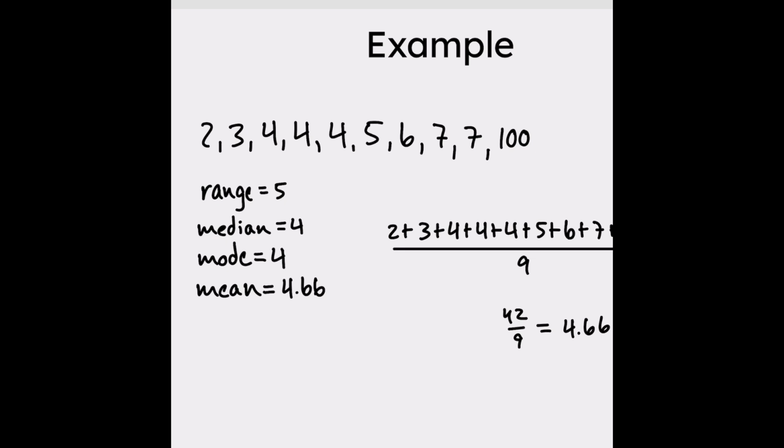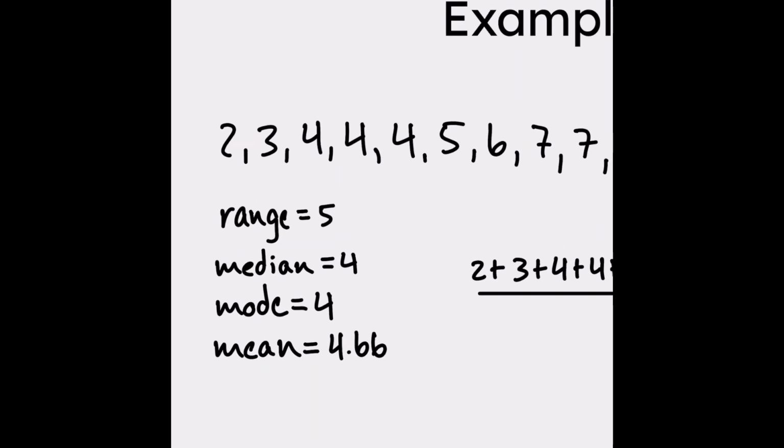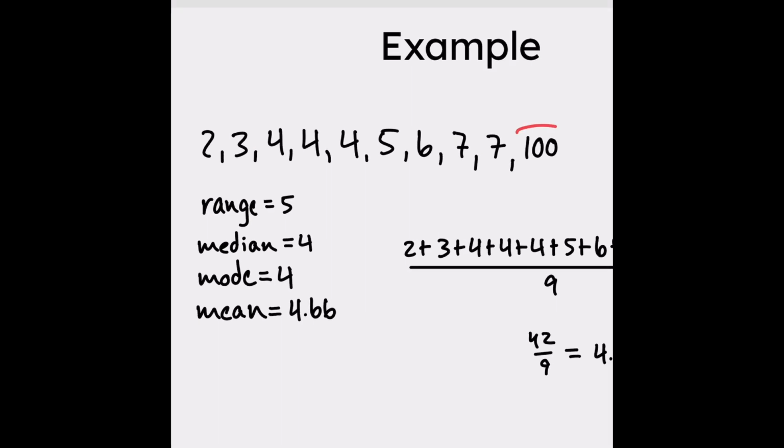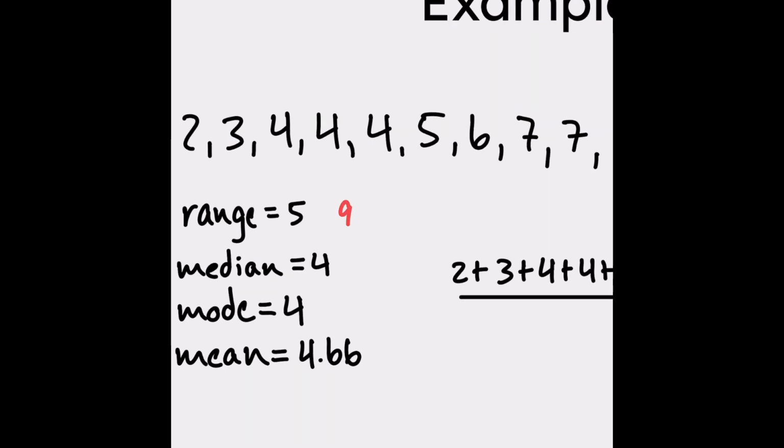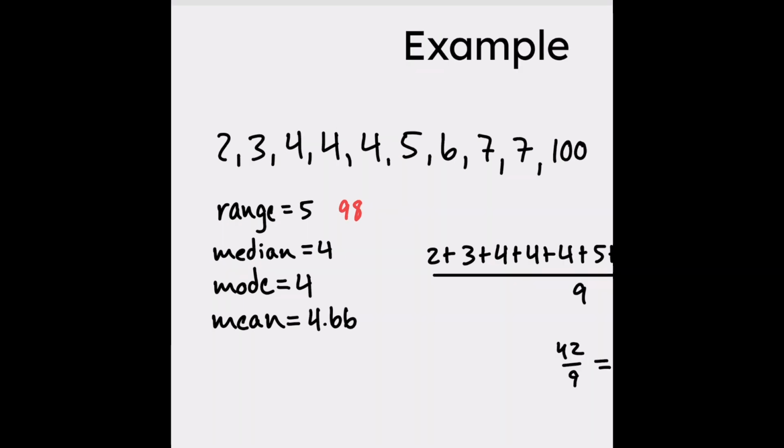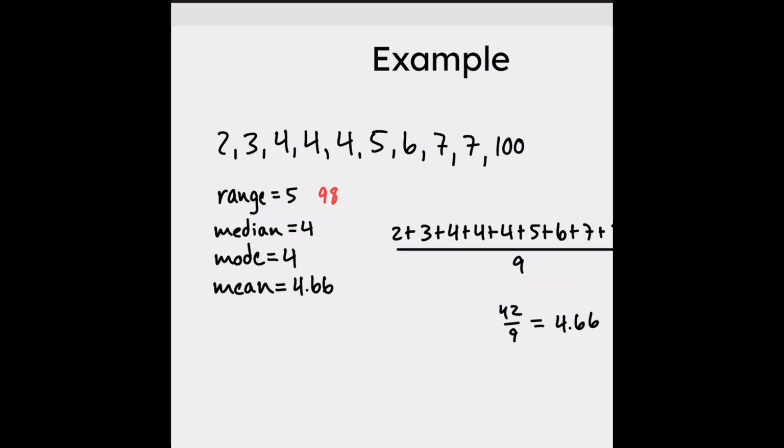Anyway, if we recalculate our values, our range is now going to be 100 minus 2, right? Largest minus smallest, so it's 98. Notice how our range changed a lot. Again, that's mainly because I chose a really large outlier, but the range is going to change based on if you have an outlier or not.